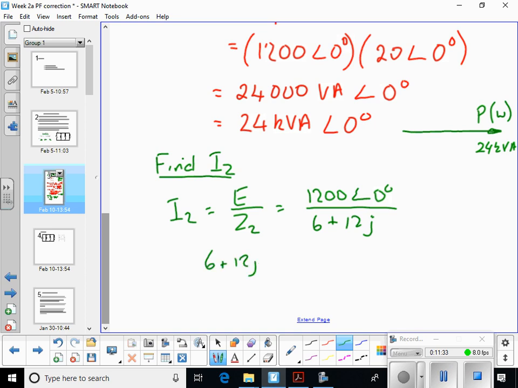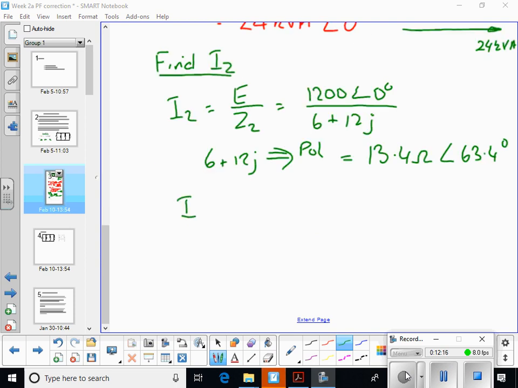6 plus 12J converted to polar, convert on the calculator, in ohms, angle, make sure you're not in radians. So that conversion gives this impedance as 13.4 ohms, angle 63.4 degrees.